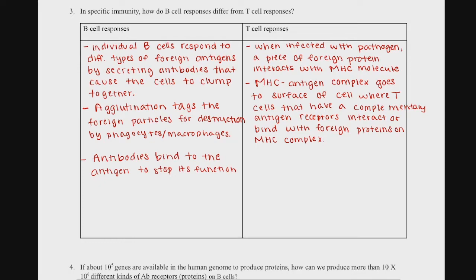And then, to be specific, T cells that have complementary antigen receptors will specifically bind to the MHC2 complex, because the MHC2 is what is found in the immune system. But cytotoxic T cells bind to the foreign proteins on class 1 MHC molecules.